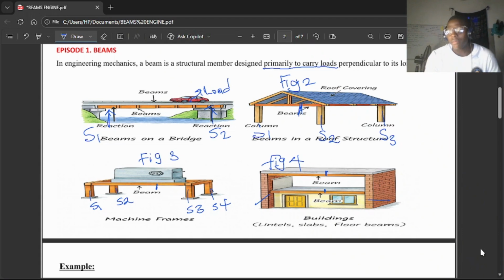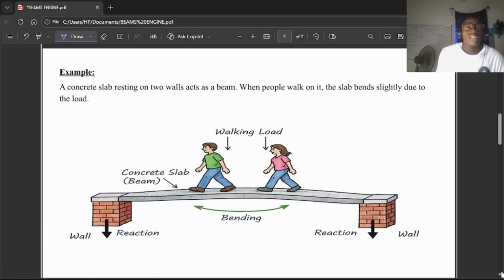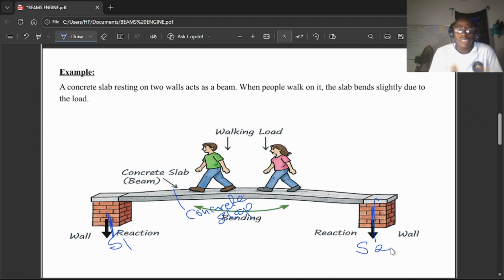Now let's take an example. They said a concrete slab resting on two walls acts as a beam. This is the concrete slab, right? And what happened? It is resting on wall one, which is your support one, and it is resting on wall two, which is your support two.